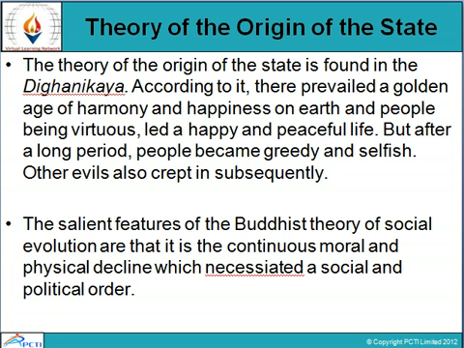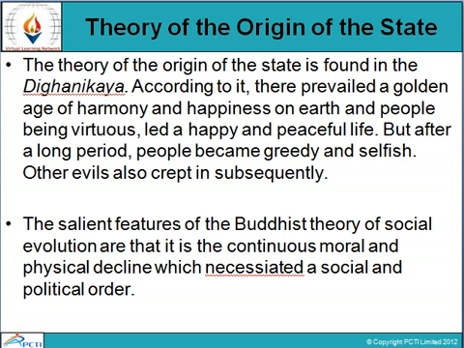Theory of the origin of the state. The theory of the origin of the state is found in the Chanakya. According to it, there prevailed a golden age of harmony and happiness on earth, and people being virtuous led a happy and peaceful life. But after a long period, people became greedy and selfish. Other evils also crept in subsequently.